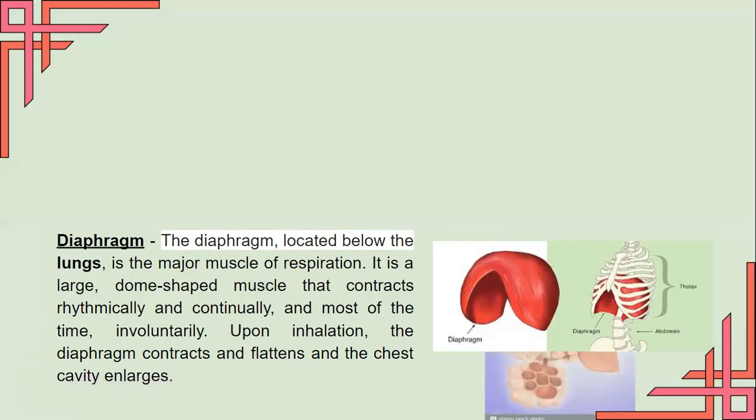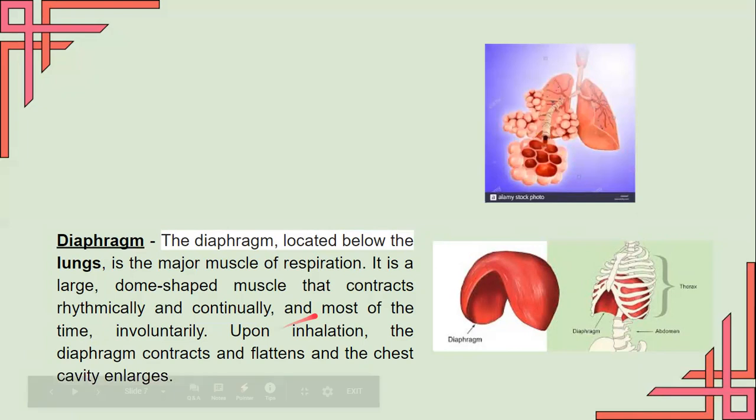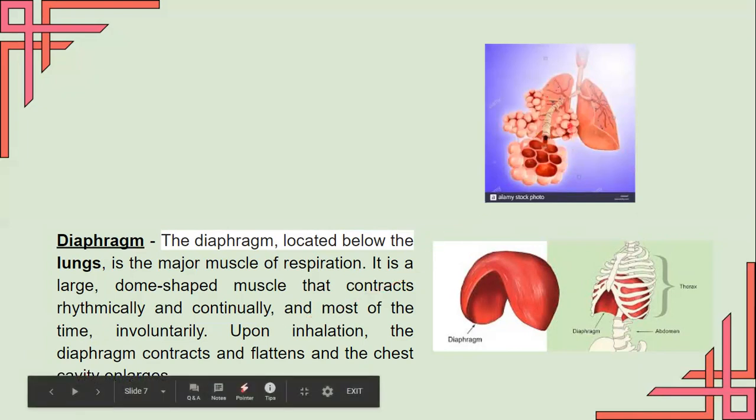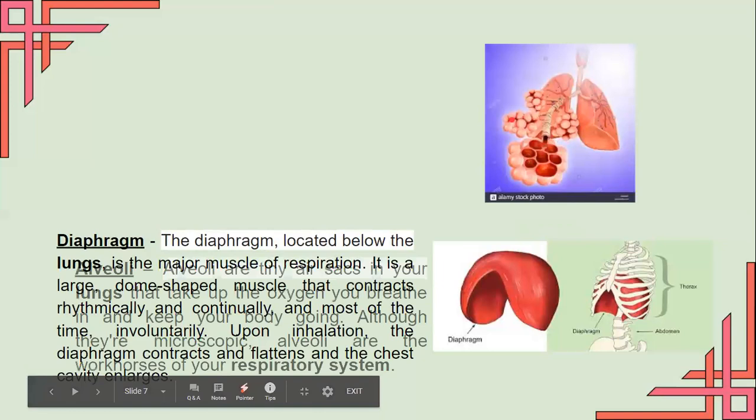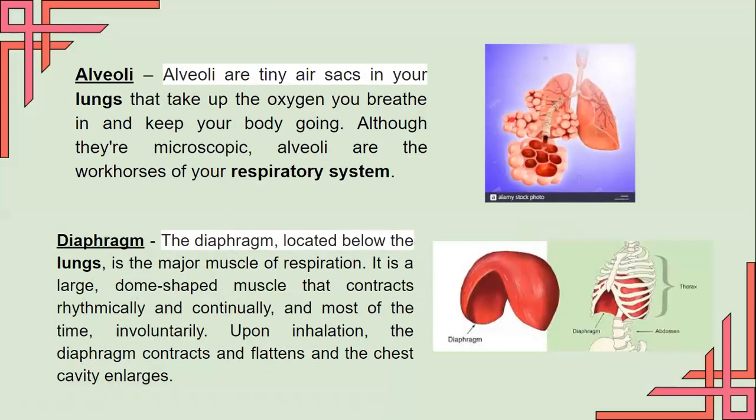And the last one is, what are these? Yes, that is the trachea. I'm sorry, it's not trachea, it's alveoli. Now, alveoli are tiny air sacs in your lungs that take up the oxygen you breathe in and keep your body going. Although they're microscopic, alveoli are the workhorses of your respiratory system.